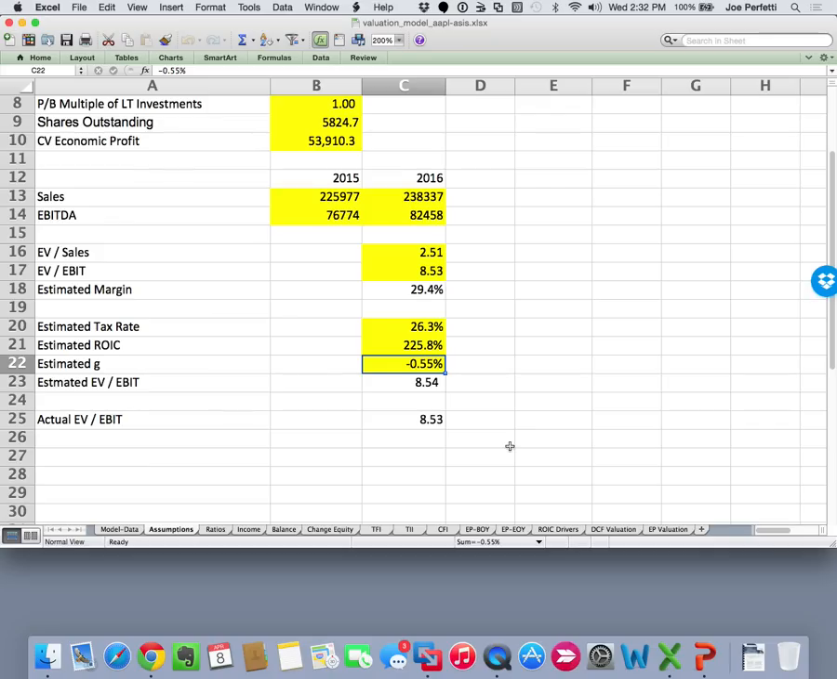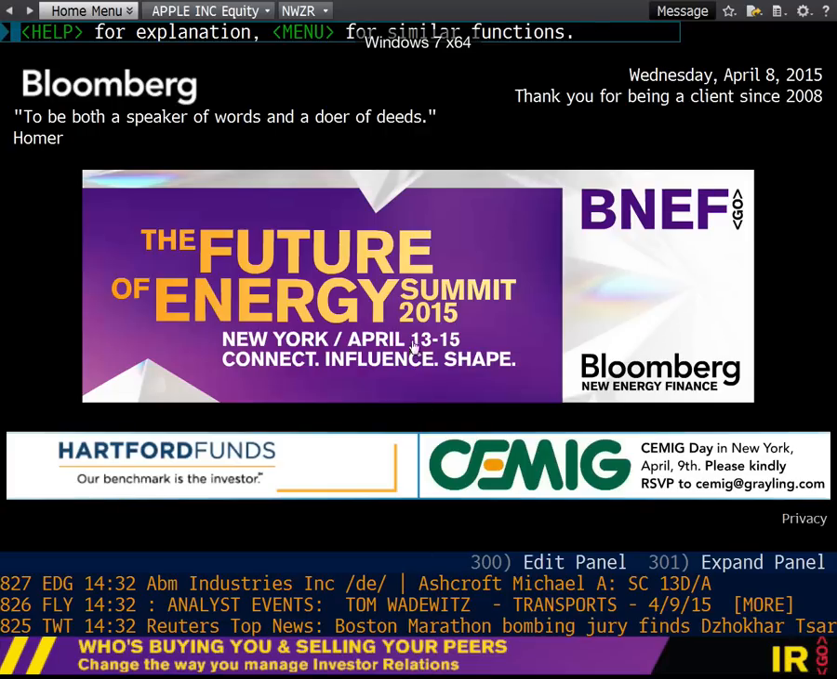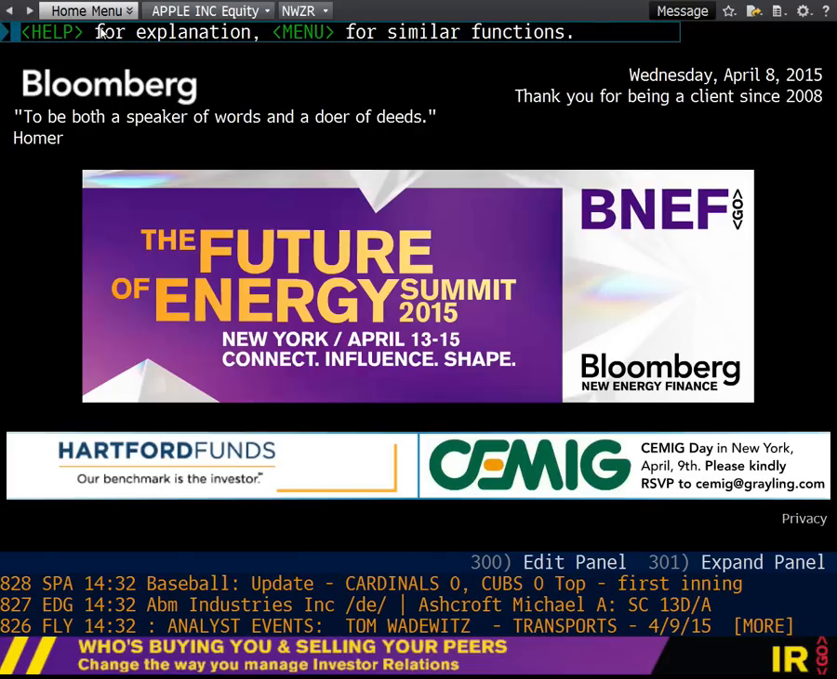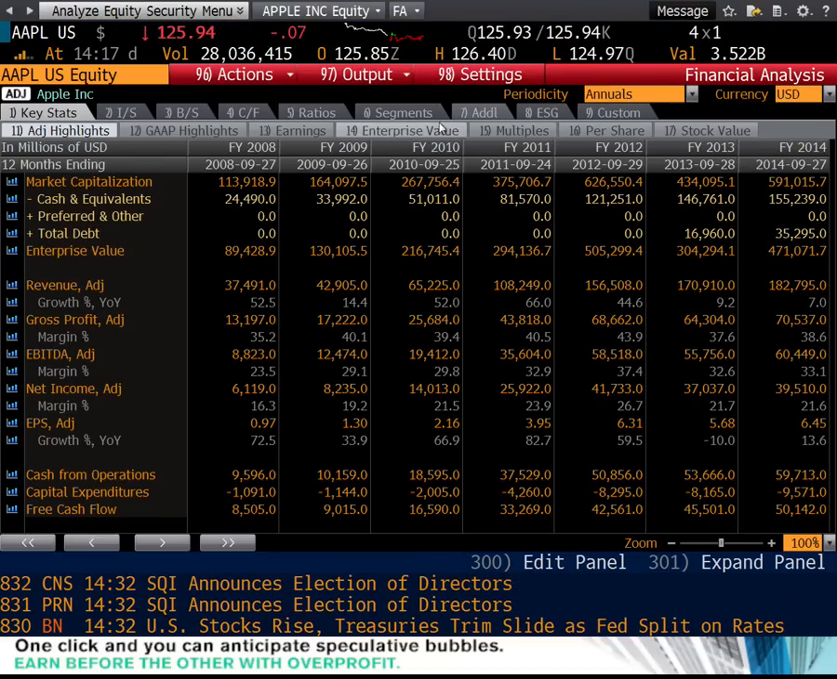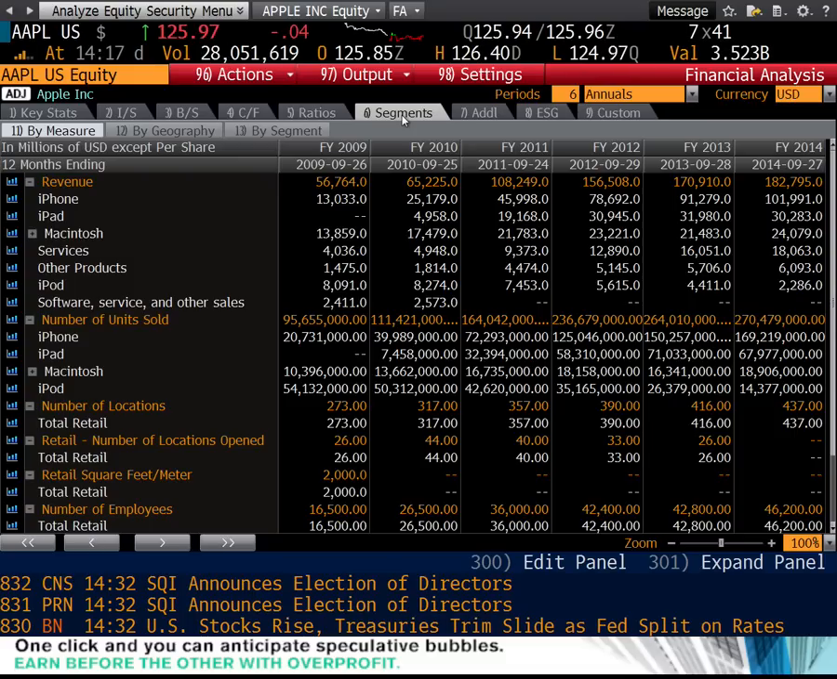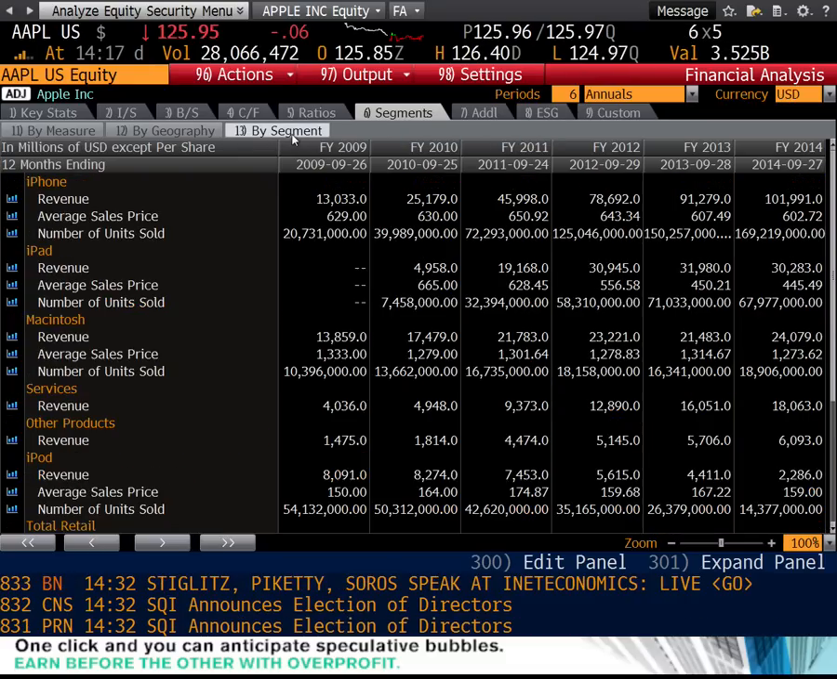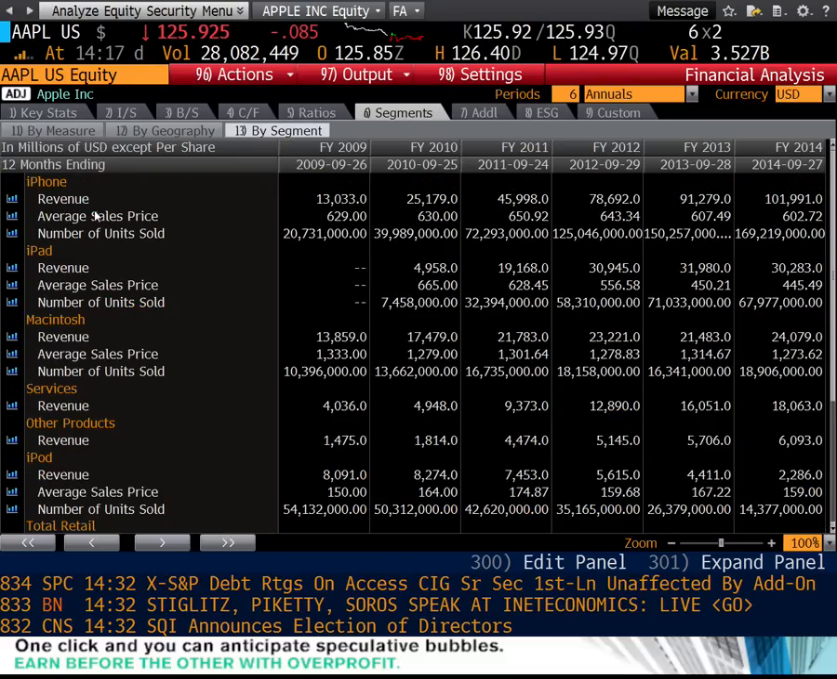Now, it's not whether the market is right or wrong with this, but let me give you some insight into this. If I look at Bloomberg, and I look at Apple, and I go to the FA screen, and I go to the segments, and then I look at by segment numbers. Look at this. iPhone revenue, $102 billion.